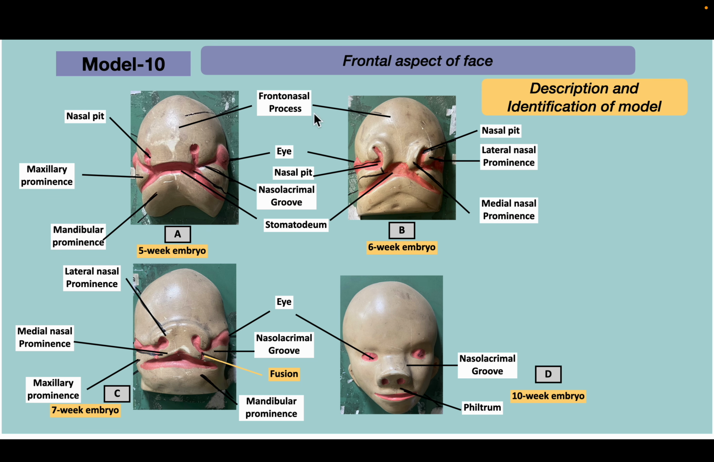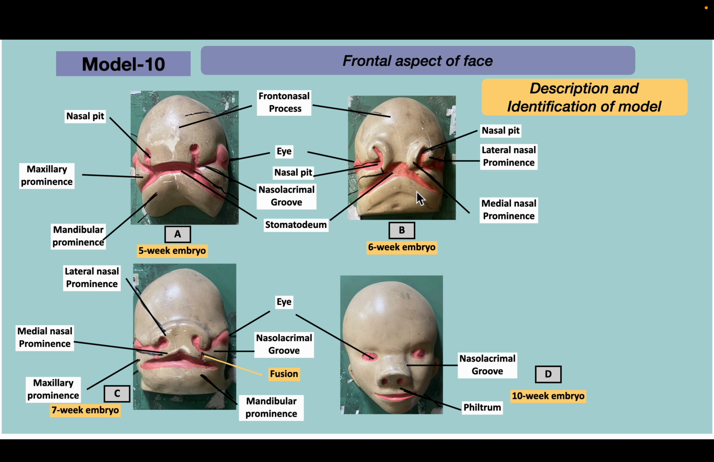Coming to this model, which is showing the frontal aspect of the face, how the different structures of the face are developing. In first, you can see a 5-week embryo, then 6-week embryo, 7-week embryo, and 10-week embryo. So these changes are seen. In this, what is visible? Mandibular prominence is visible, maxillary prominence is there, nasal pit is there, then stomatodium is there. This is the future eye. In between this is nasolacrimal groove, and this elevation is the frontonasal process.